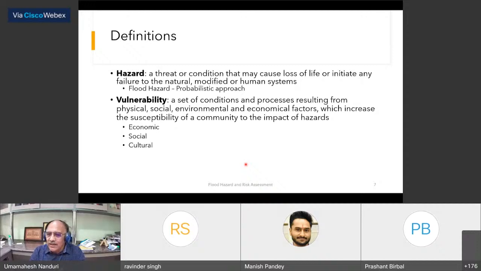How vulnerable is that area or region to this particular hazard, like flood? Vulnerability is a set of conditions and processes resulting from physical, social, environmental, and economic factors which increase the susceptibility of the community to the impact of hazards. Now, when we look at vulnerability, as far as flood vulnerability is concerned, we talk about three types of vulnerabilities. One is economic vulnerability.